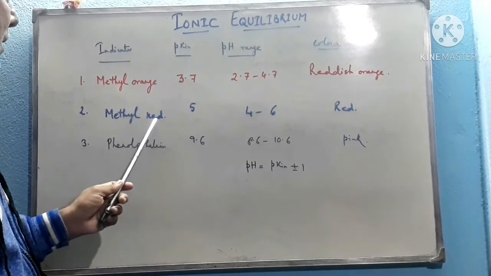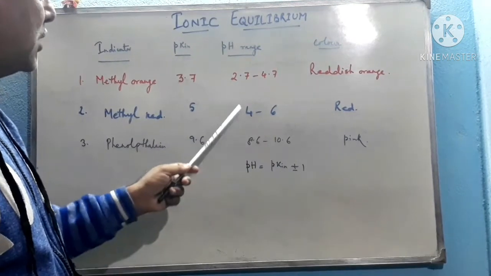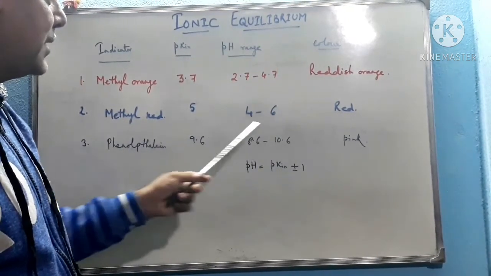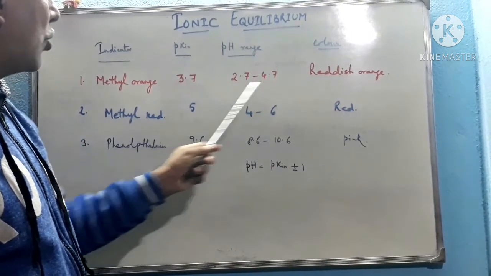Methyl red, see this, the pKin value is 5. Therefore plus or minus 1, the range is 4 to 6. It is also an acidic indicator, red. So it is a weak acidic indicator.